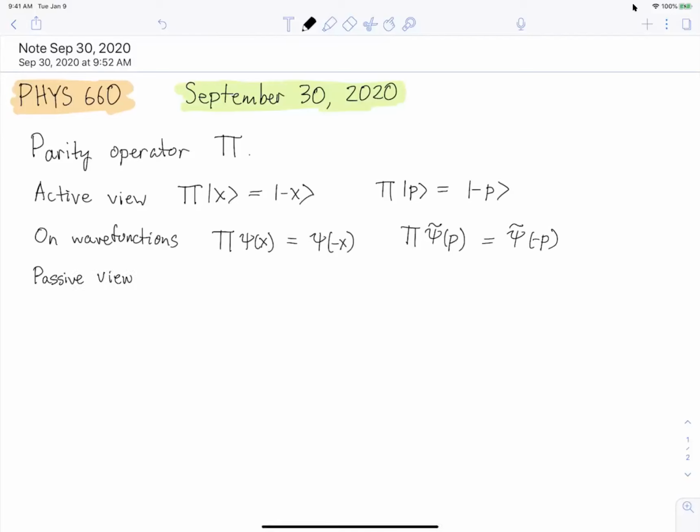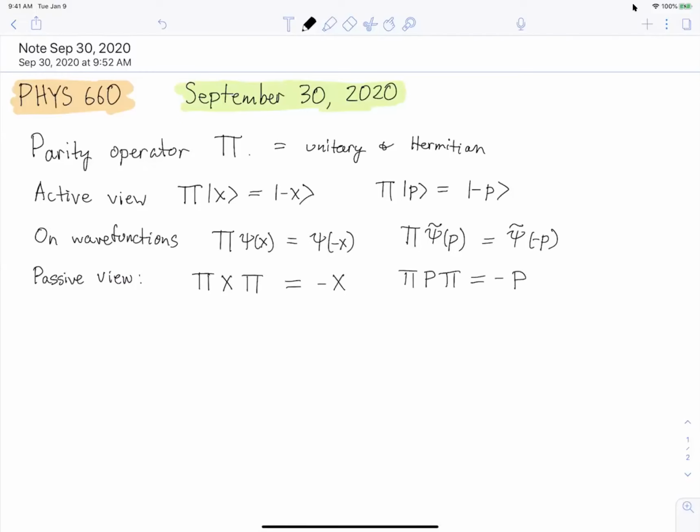That is, what does it do to operators? One thing it does is if you do pi x pi, normally for a transformation, the first pi would be daggered, but pi dagger is equal to pi. So this is unitary and Hermitian, which makes it easy. You can't forget the dagger because it doesn't do anything. Okay, so pi x pi is negative x, and pi p pi is negative p. So it flips the sign of both position and momentum.